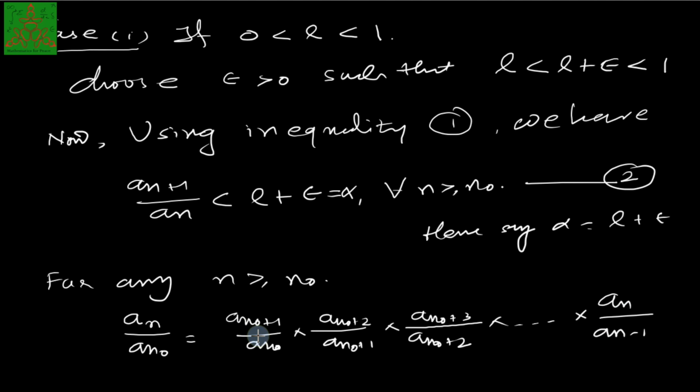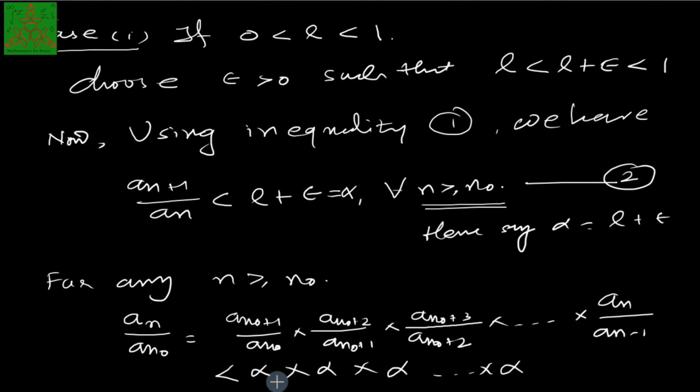Now this quantity, due to equation number 2, is less than alpha, because an plus 1 upon an is less than alpha for every n greater than or equal to n0. So it is true for n0, n0 plus 1 and so on. That's why this will be less than alpha. This quantity is also less than alpha, this quantity is also less than alpha, and so on. This last quantity is also less than alpha.